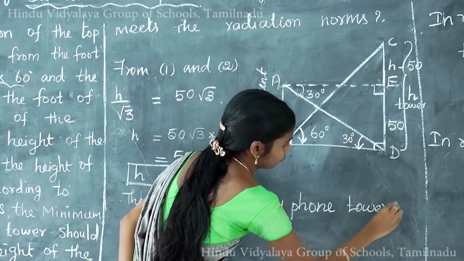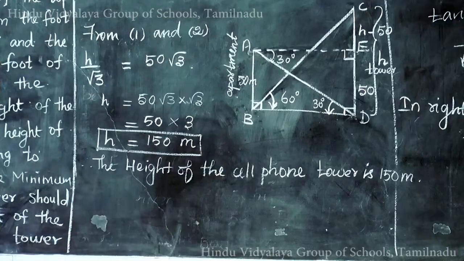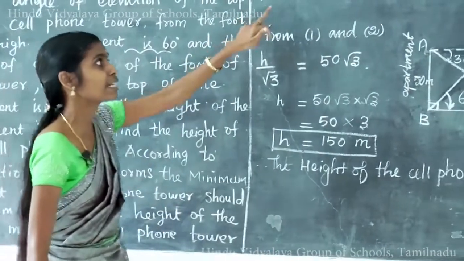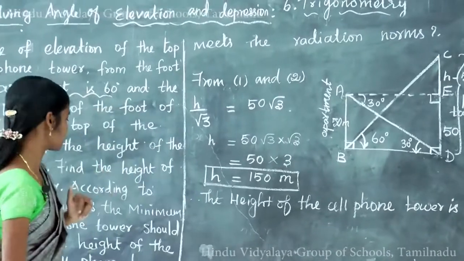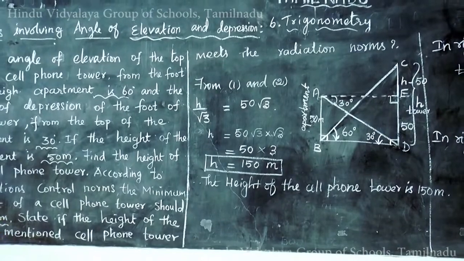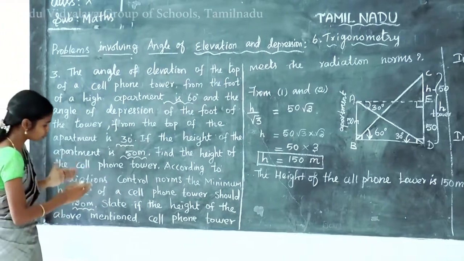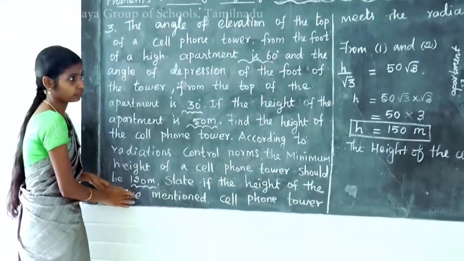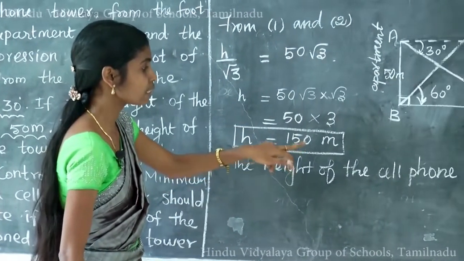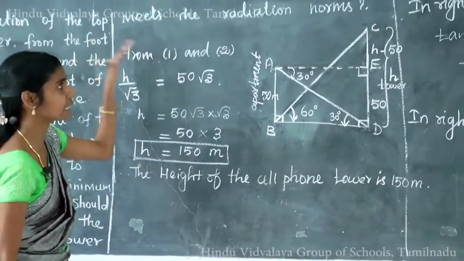150 meters. But the question is, state if the height of the above mentioned cell phone tower meets the radiation norms. So according to the radiation norms, the minimum height of the tower should be 120 meters. So minimum means the height should be greater than or equal to 120. Here the height is 150 meters. So this is greater than 120. So the height of the cell phone tower meets the radiation norm.